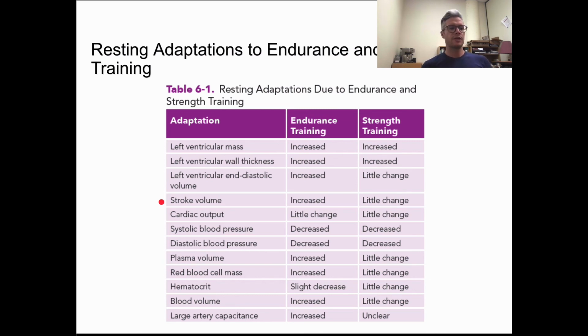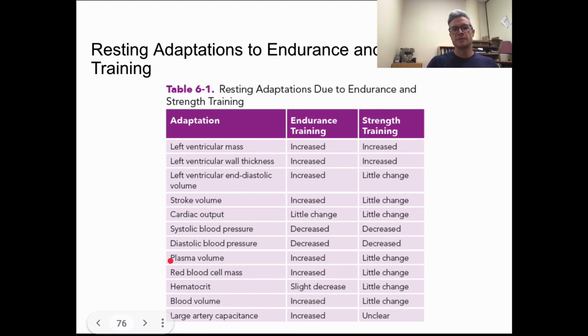And the reason for that is, if we recall, our heart rate comes down, our stroke volume goes up, and because of that, there's little change in cardiac output, but it's more about that efficiency and is related to that end diastolic volume increasing. Our systolic and diastolic blood pressures in any trained individual are going to go down relative to an untrained individual, and again, that has to do with the vascular adaptations that occur.